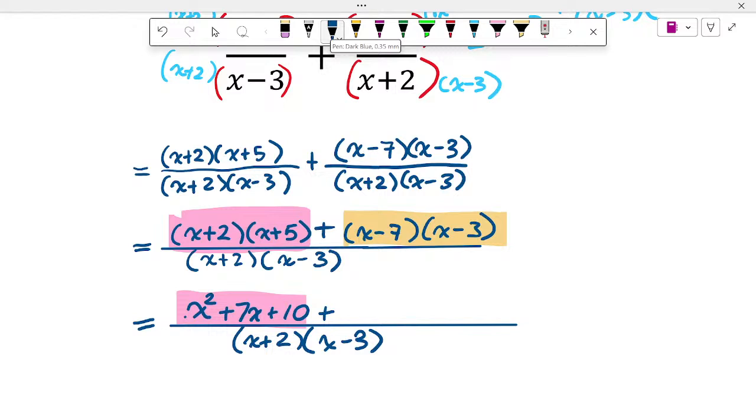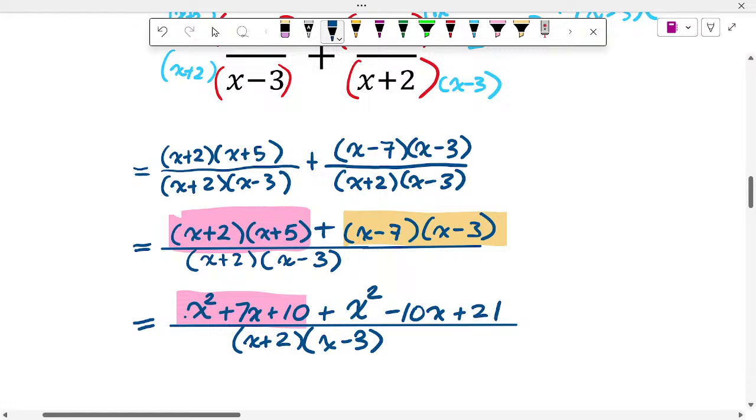All right, what do we get from this? What's the first term? X squared. Next one. How much? Negative 10x. Beautiful. And the final one? Plus 21. Cool. All right.